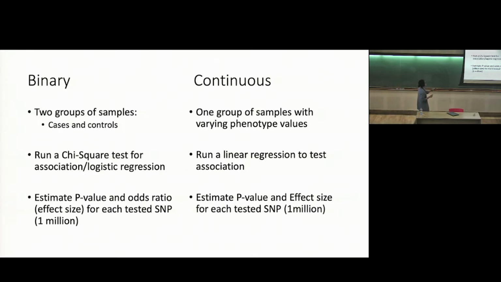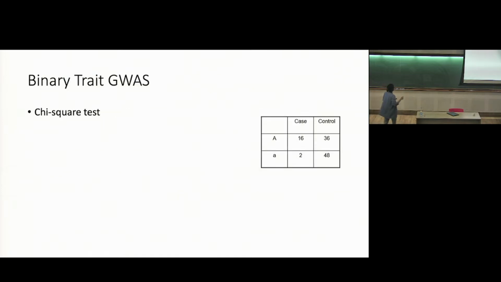Both of these kinds of tests will give you a p-value and effect size, and then you pick the ones that are significant based on your p-value threshold, okay? I know I had gotten a question about chi-square tests yesterday, so this is what it looks like, right?